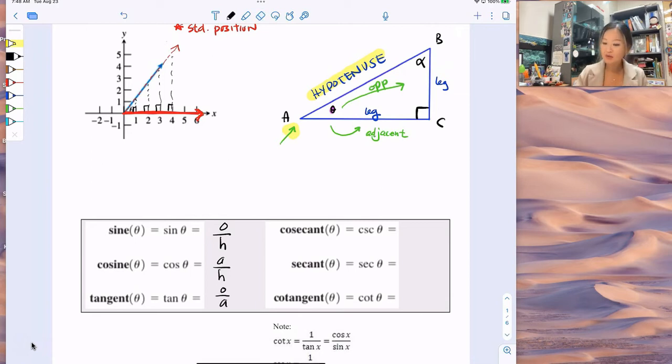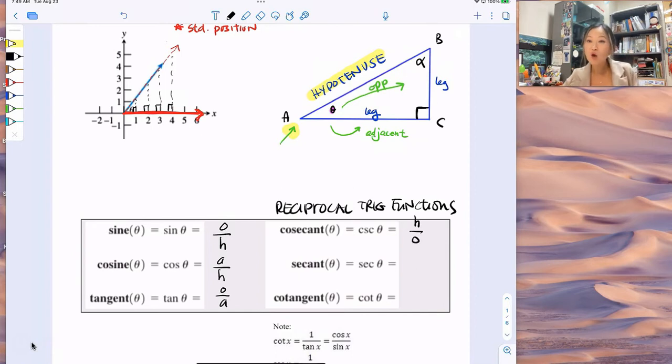And we have right next to them the reciprocal trig functions, okay? And those are just the reciprocals of sine, cosine, tangent. So cosecant theta is related to sine, it's the reciprocal of sine. And we have secant theta, which is related to cosine, the reciprocal of cosine. And we also have cotangent, which is the reciprocal of tangent, okay?